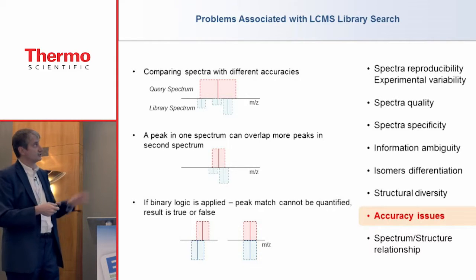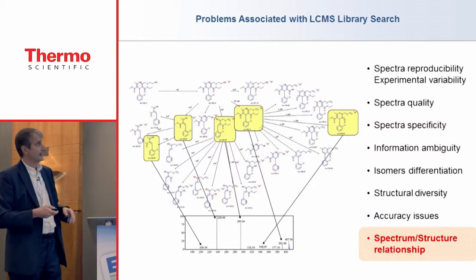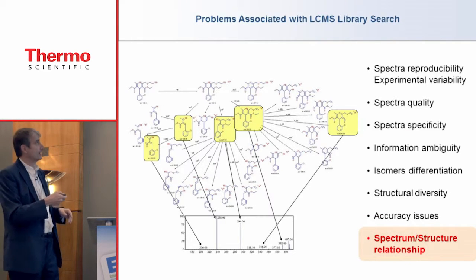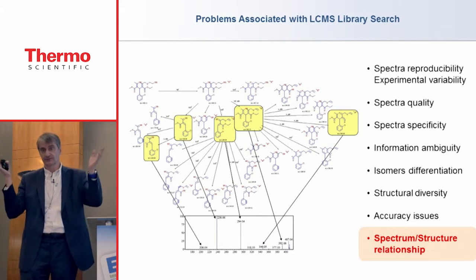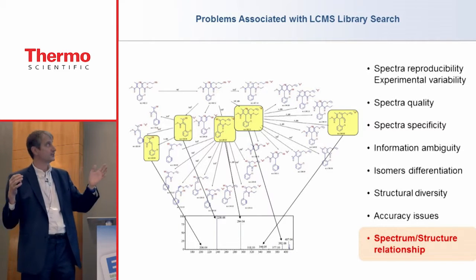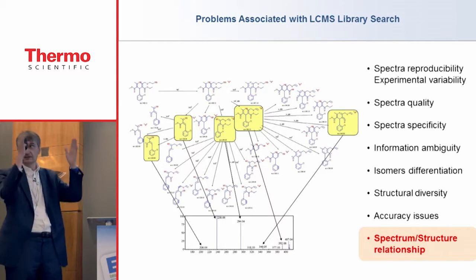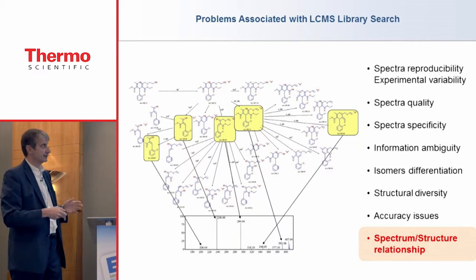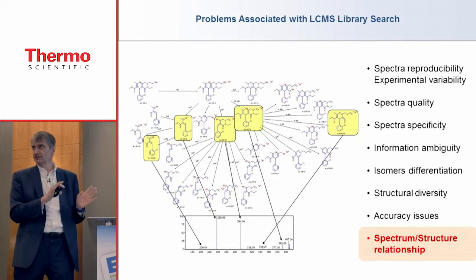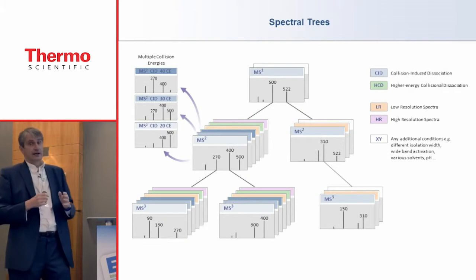Then we have an accuracy issue. I will not go into the specifics, but it's also not trivial. And the spectral-structural relationship: that's what happens in a mass spectrometer. We see only a few of the peaks. Why? Because of thermodynamics and because of structural arrangement and so on. If we change the structure slightly, maybe different fragments can be seen in the spectrum. So it doesn't mean that if we see only those peaks, there are no other fragments. That's not true. There are many other fragments, but the intensities are different.